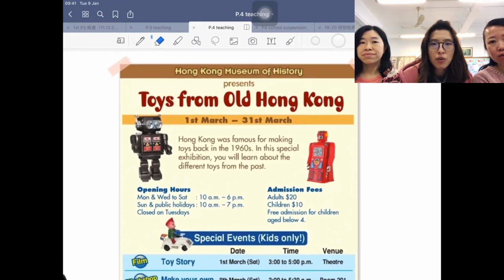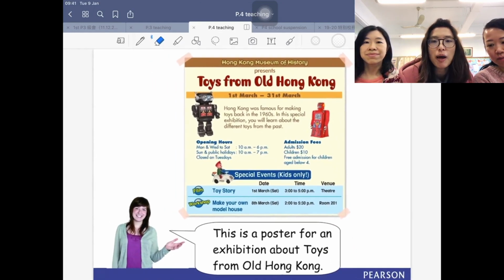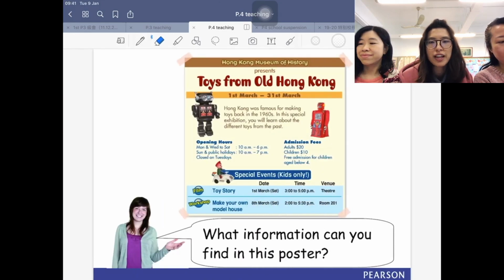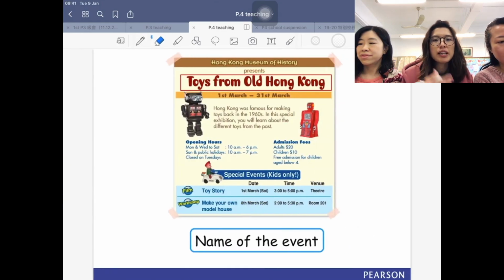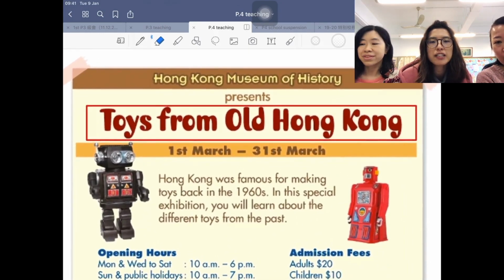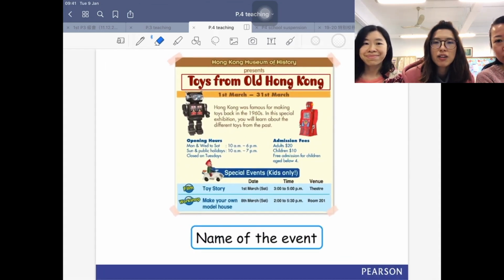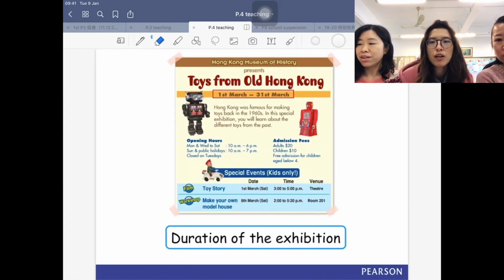Let's see. If we read the title, we can see it is an exhibition about toys from the old Hong Kong. So the first thing you can find in the poster would be the name of the event. Right, the name of the event is toys from old Hong Kong. And then what else can we find in the poster? I can see the duration, right? Yes, the duration of the event.